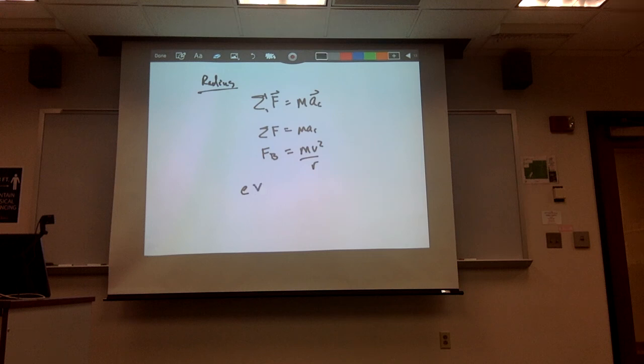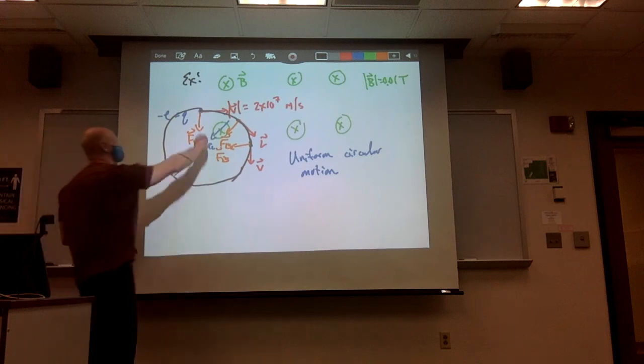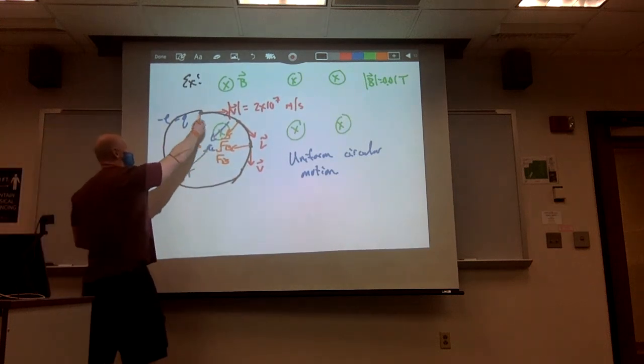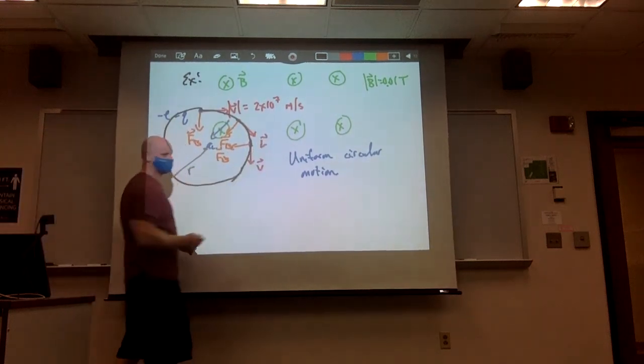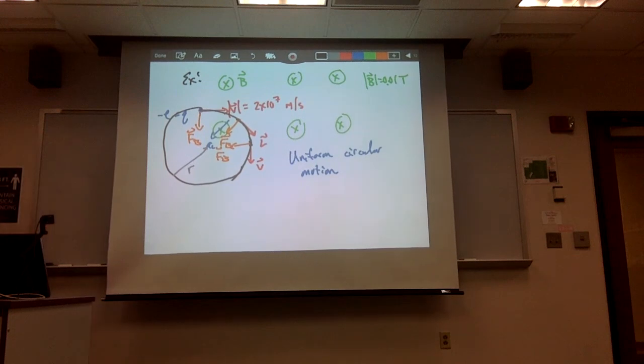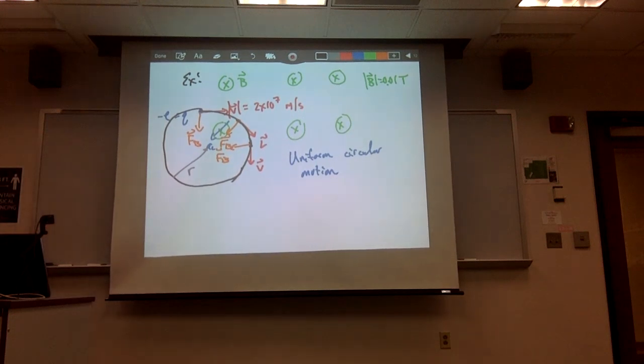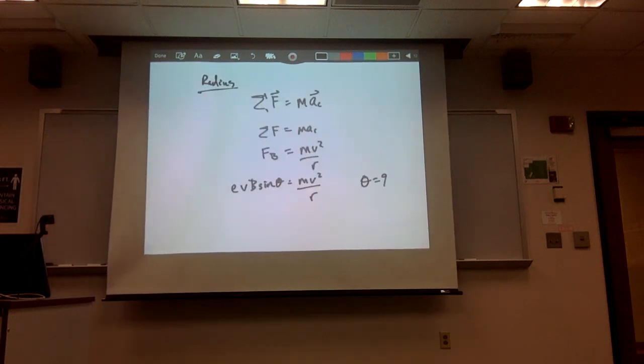So the charge times the velocity times the external magnetic field times sine of the angle between the two is equal then to the mass times the velocity squared divided by the radius. In this case, what's the angle between the velocity and the magnetic field? My velocity is always in this plane. My magnetic field is always perpendicular to that plane. So what's the angle between the two? 90. So in this case, I know that theta is equal to 90 degrees.